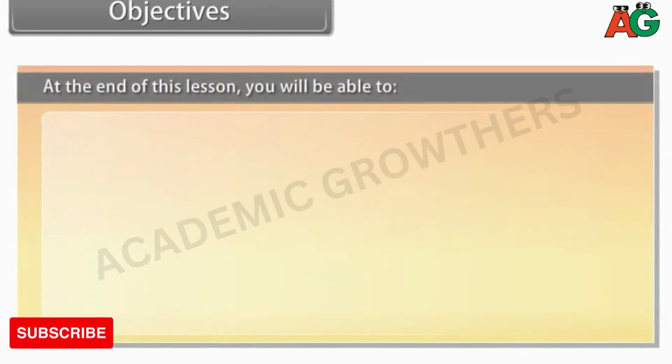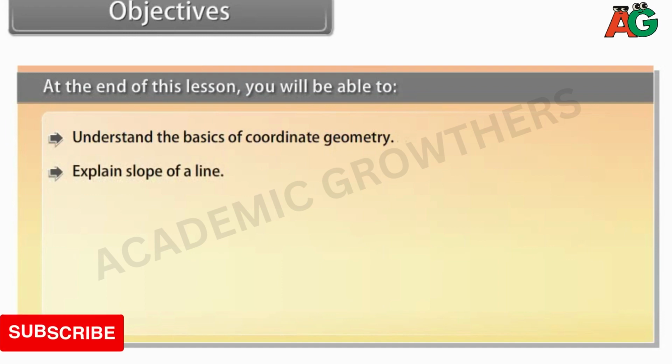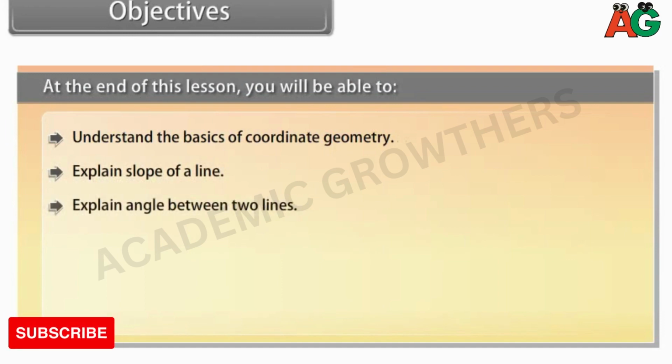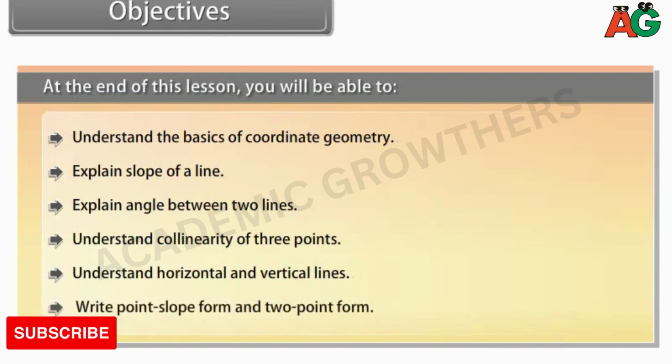Objectives. At the end of this lesson, you will be able to understand the basics of coordinate geometry, explain the slope of a line, explain the angle between 2 lines, understand collinearity of 3 points, understand horizontal and vertical lines, and write the point-slope form and 2-point form.